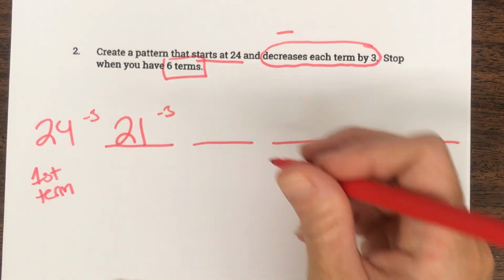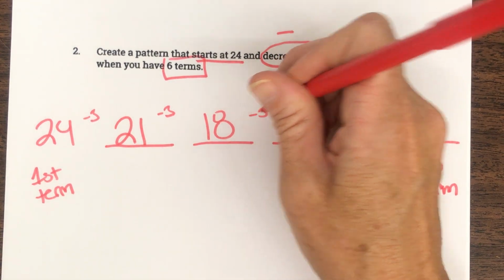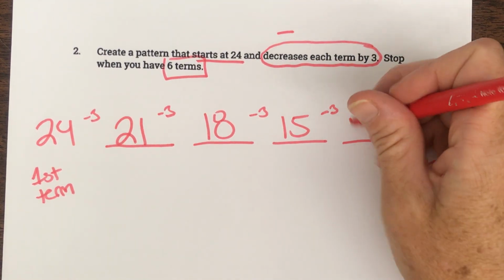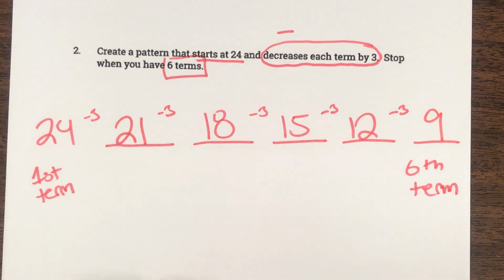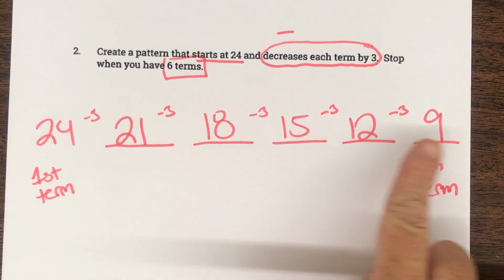21 take away 3 is 18. 18 take away 3 is 15. 15 take away 3 is 12. And 12 take away 3 is 9. Okay, so then what's a feature? What's something I notice? Let's see, 24, 21, 18, 15, 12, 9.